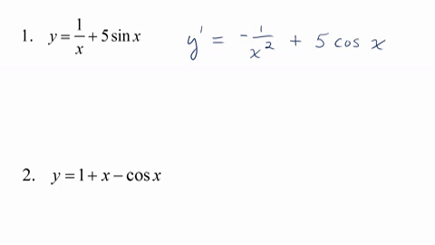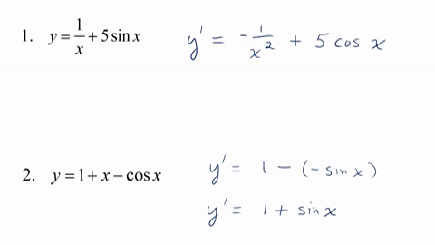Number 2, we have y equals 1 plus x minus cosine x. Therefore, y prime, differentiating each term, derivative of 1 is 0. The derivative of positive x is 1, minus the derivative of cosine, which is negative sine. Minus negatives make a positive, so y prime is 1 plus sine x.